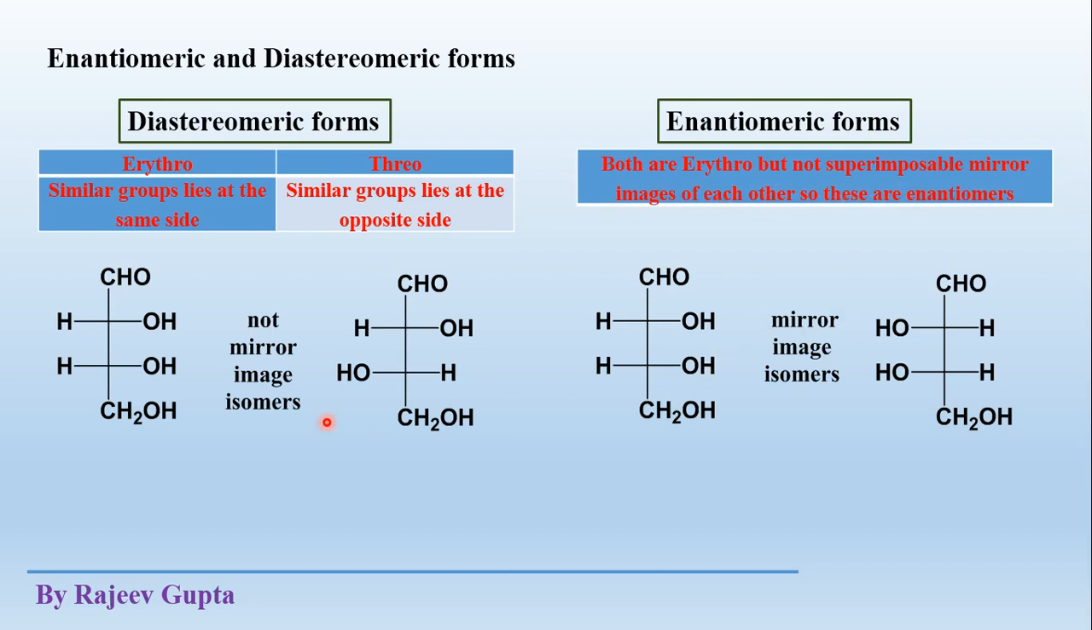So these are enantiomers. All four structures drawn here are optically active and chiral because there is no plane of symmetry in these molecules. No plane of symmetry, because all the terminal groups on this vertical line are different. So all are optically active. So these are the enantiomeric and diastereomeric forms of compounds which have more than one chiral center.